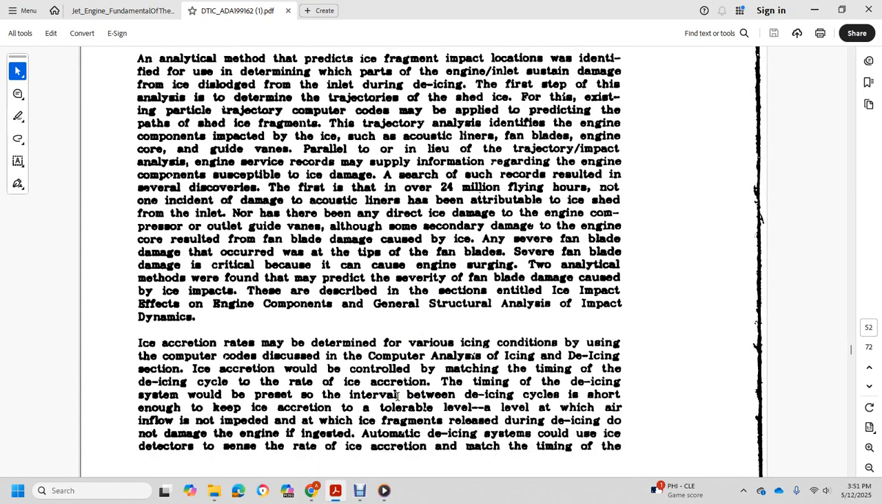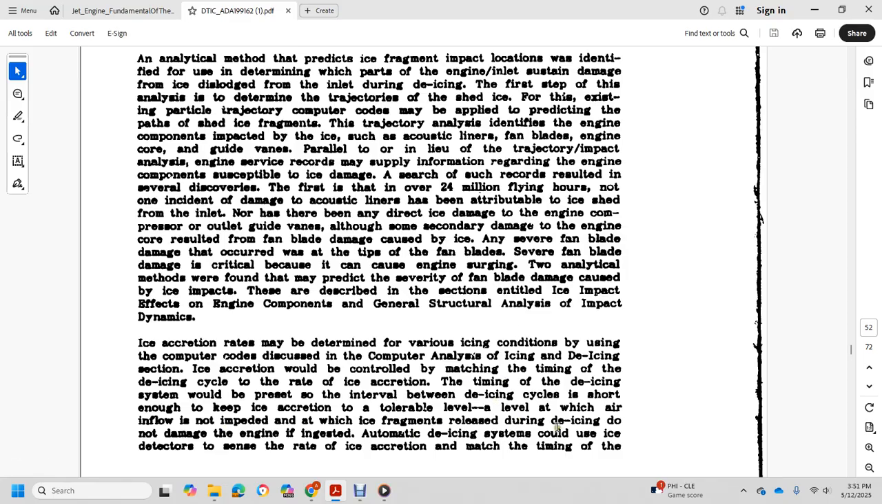dynamics. Ice accretion rates may be determined for various ice conditions using the computer code discussed in the computer analysis icing de-icing section. The accretion is controlled by matching the timing of the de-icing cycle with the rate of ice accretion. The interval between de-icing cycles must be short enough to keep the accretion at a tolerable level, the level at which airflow is not impeded and ice fragments released during the icing do not damage the engine.